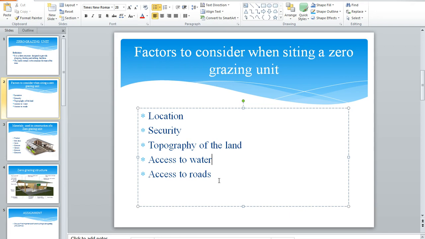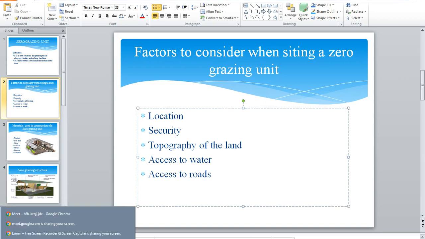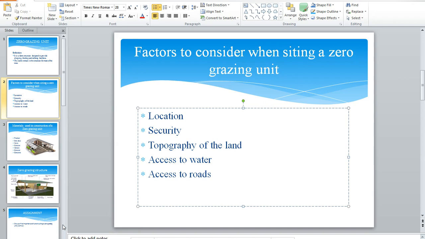Then accessibility to roads. When we talk of accessibility to roads, it means that for our case, a motorbike, those people who usually use motorbikes maybe to buy some feeds, dairy meal from the agrovet, it becomes easy for you to carry those feeds up to where the unit is, or sometimes maybe transporting the animal waste using a wheelbarrow. So if the roads coming from your compound or leading to your compound are not good enough, it will be difficult for you to reach your zero grazing unit. So that is basically under the factors that should be considered.